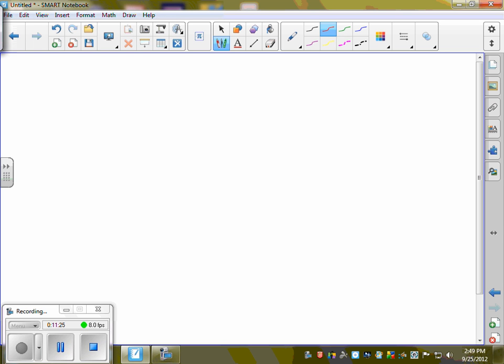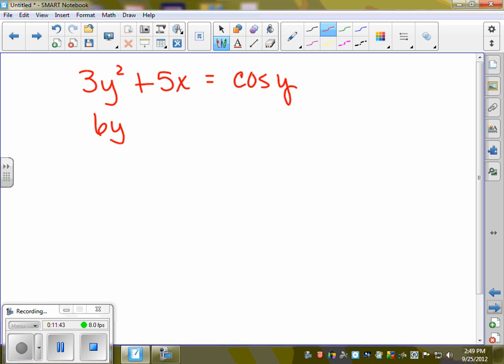Okay, let's look at one more and throw in a trig function. How about we've got 3y squared plus 5x equals the cosine of y. All right, so we start taking our derivative. The derivative of 3y squared would be 6y dy/dx plus the derivative of 5x would just be 5, equals the derivative of cosine of y, which is negative sine of y times dy/dx.